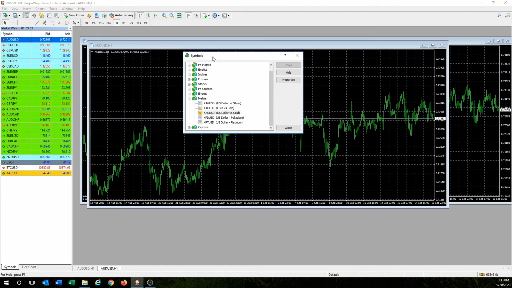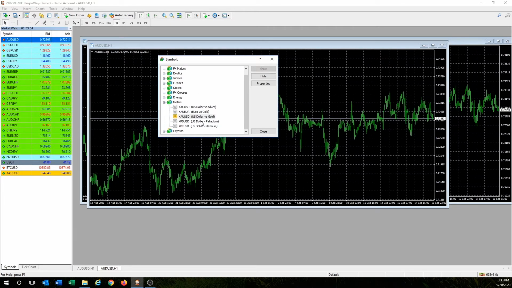But these symbols here, say you want to trade US dollar versus silver, you have to come here and show, and now it's listed under this market watch. So if there's ever a currency pair that you can't see here in the market watch, and you want to open up a new chart, you have to come here and make sure that it's actually showing.